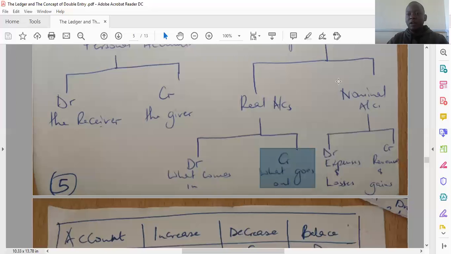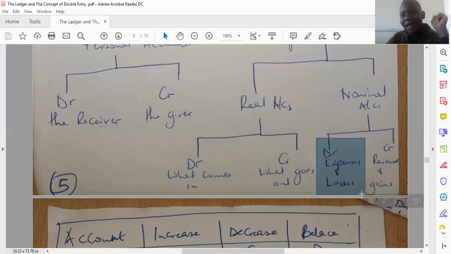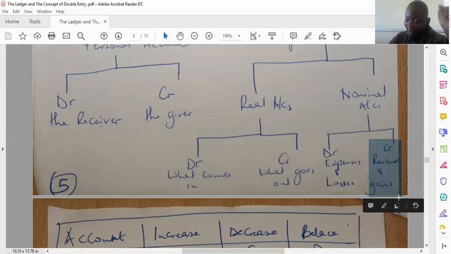And then for nominal accounts, this is the rule: expenses and losses will always be debited, and revenues and gains will always be credited. Expenses and losses will always be debited. Revenues and gains will always be credited.